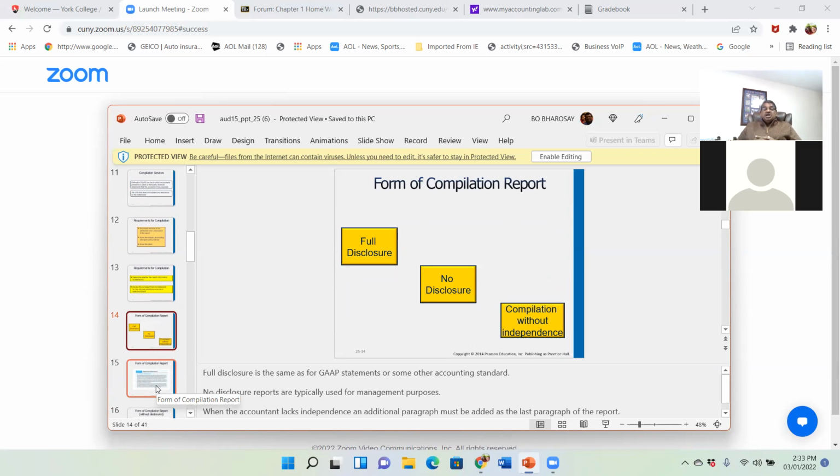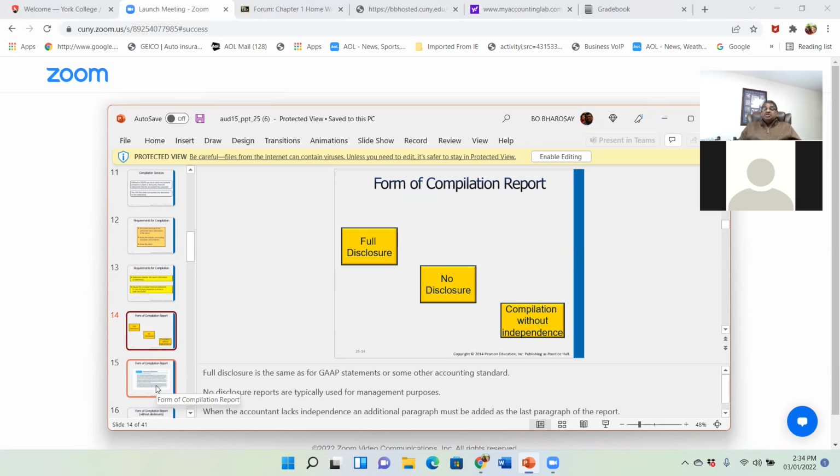We can perform a compilation with full disclosure, no disclosure, or we could perform a compilation without independence. Full disclosure, all the footnotes that are required by GAAP should be present. No disclosure, we could omit all the footnotes, but we must say so in the report that we are omitting all the footnotes. Or we need not be independent, but we must say in the report that we are not independent.